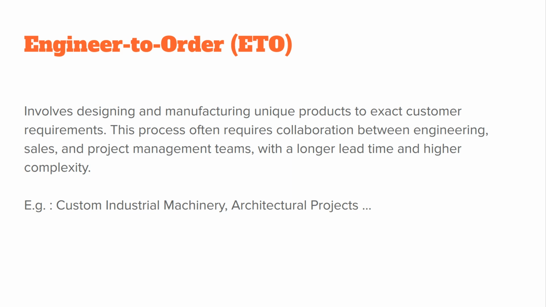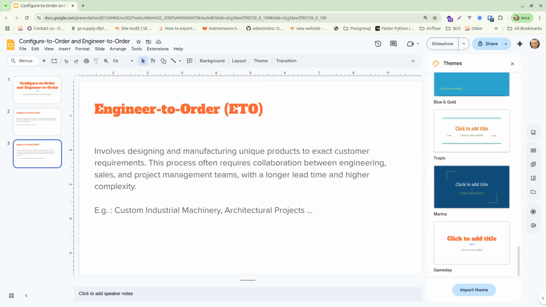Then we have this engineering to order process, and this is where we had more difficulty in the past, and with version 18, it's also out of the box. It involves a design process, an engineering process, and communication between the sales and project management, and so it requires doing a design or engineering process before starting the production. So this could be like custom industrial machinery and architectural projects and others, of course. So let's get into this and I'll explain it with an example.